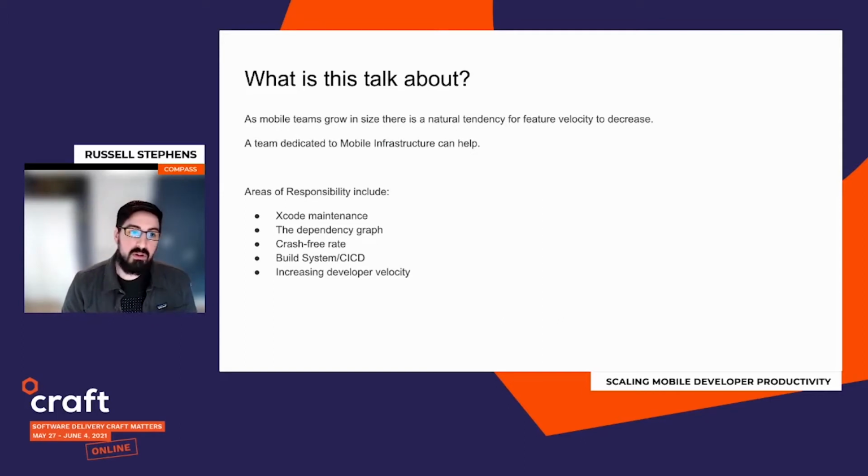So I really want to talk through how a team dedicated to mobile infrastructure could actually help. What is mobile infrastructure? You could also think of it as a DevOps team that works on mobile issues. Normal areas of responsibility for a team like this would include Xcode maintenance, dependency graph, monitoring the crash free rate of the app, the overall build system, CICD, and really trying to optimize the developer velocity and just increasing that through all of the other teams that maybe are more feature focused in your mobile org.